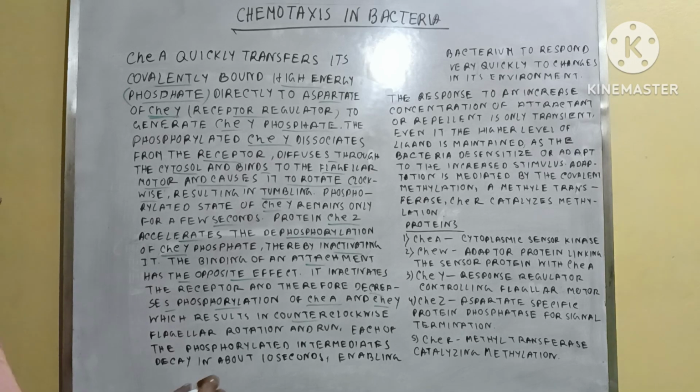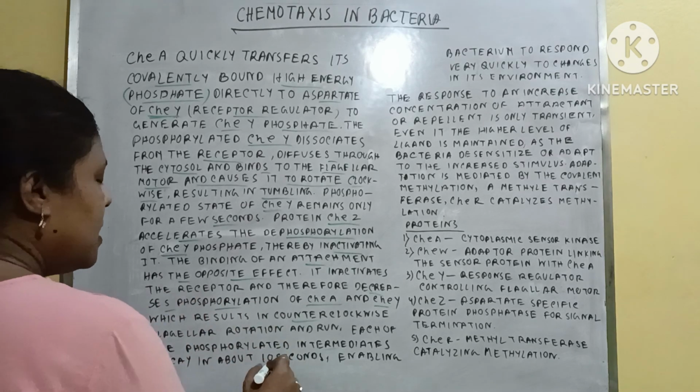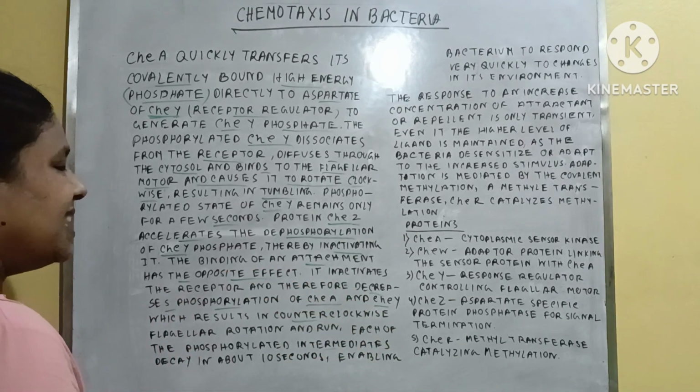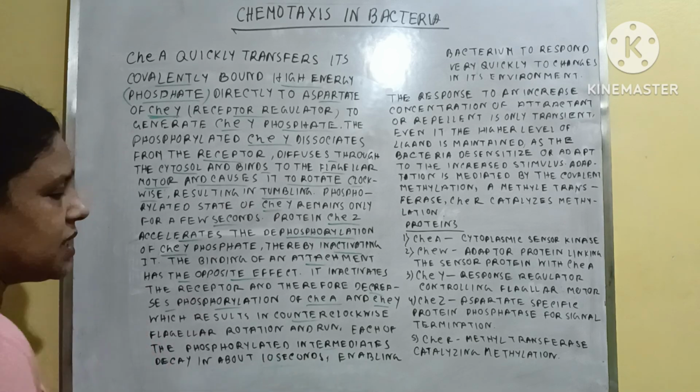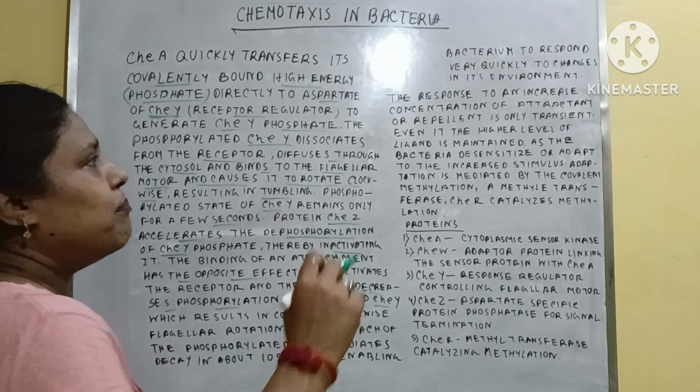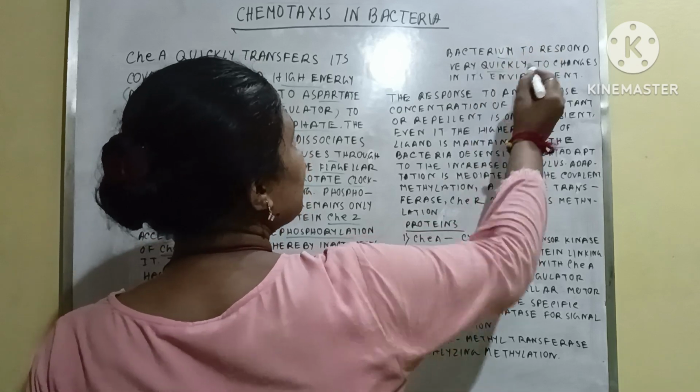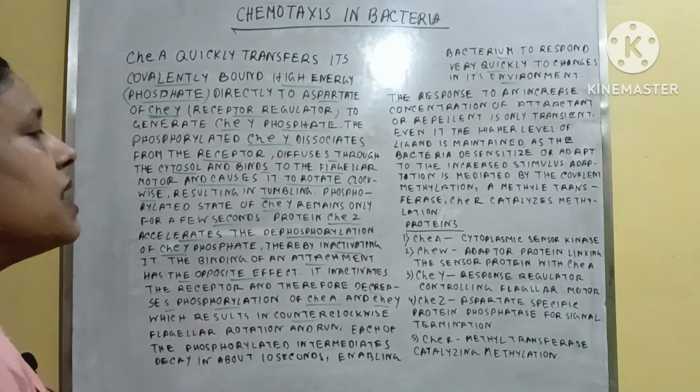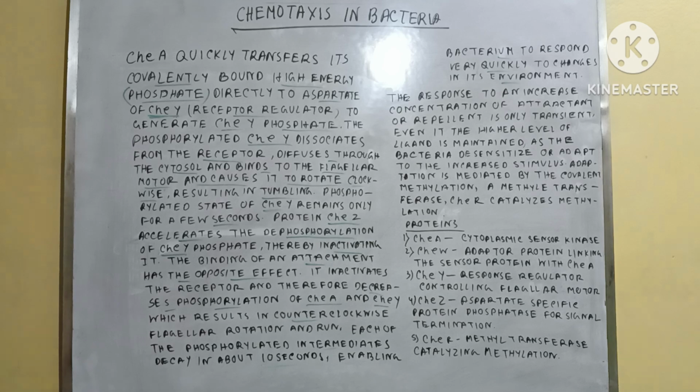Each of the phosphorylated intermediates stays within the bacteria for just about 10 seconds, enabling the bacterium to respond very quickly to the environment. So this phosphorylation and dephosphorylation is a continuing process occurring within a few seconds. That's why bacteria can easily respond to environmental changes.